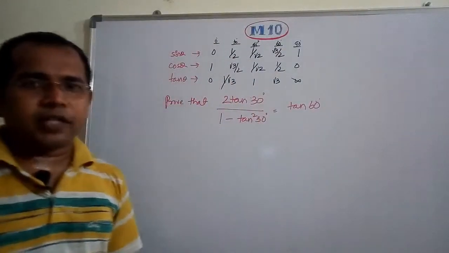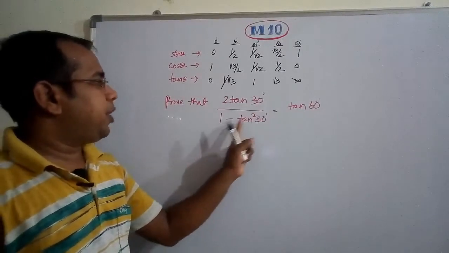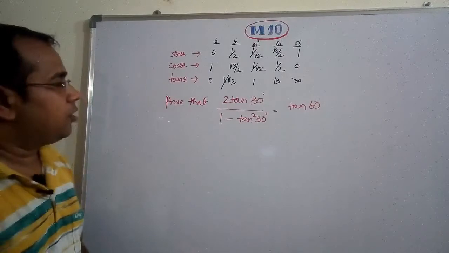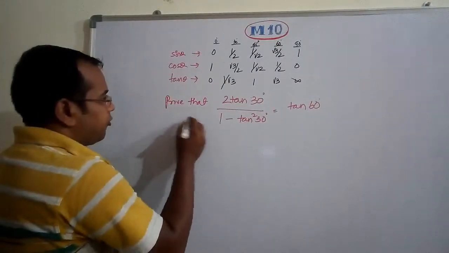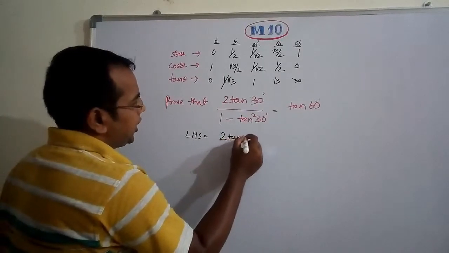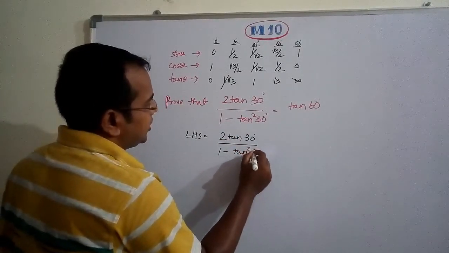Now let us solve another question. Prove that 2 tan 30 divided by 1 minus tan square 30 equals tan 60 degree. Okay. Now let us solve it. As it is given to prove, you will take LHS: 2 tan 30 degree divided by 1 minus tan square 30 degree.